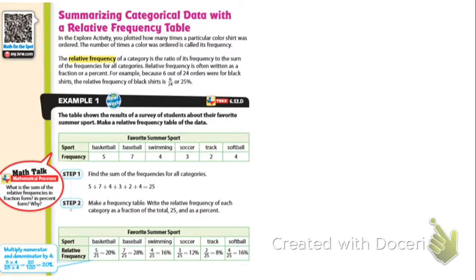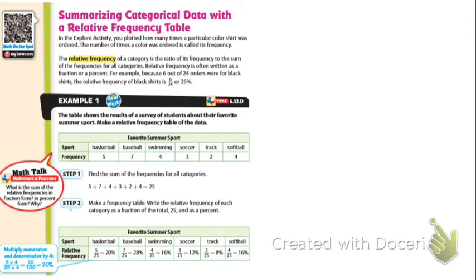So if y'all see here, the top part of our survey represents the sport, and the bottom one represents the frequency, or how many individuals chose that sport as their favorite. So basketball was chosen by 5. Baseball was chosen by 7. Swimming by 4. Soccer by 3. Track was chosen by 2.